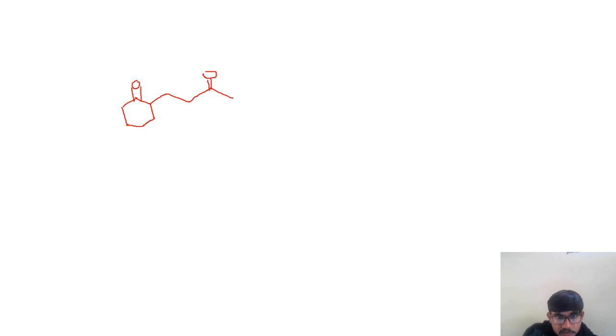This compound here, if you see, we have one alpha carbon here. If we enlarge that compound formed previously, here we have one alpha carbon, and the requirement for the aldol condensation is an alpha carbon, because that alpha carbon will contain alpha hydrogens.